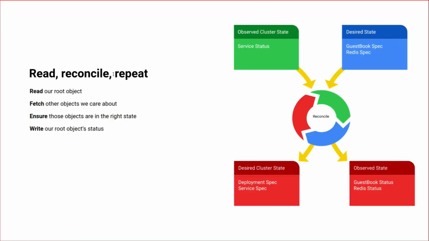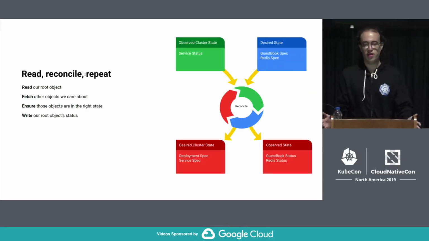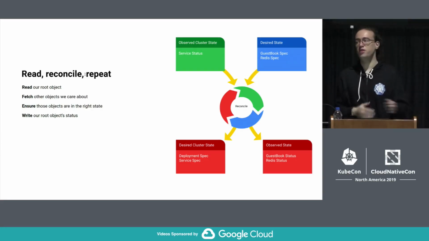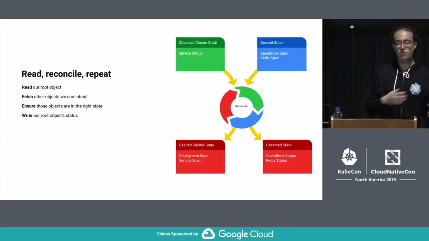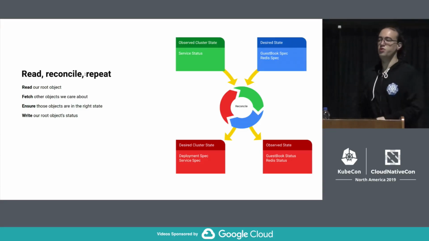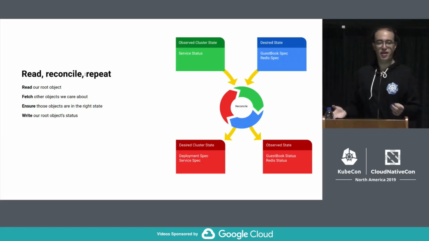When we talk about Kubernetes and controllers, the core concept is reconciliation, reconciling our observed and desired states. Generally in Kubernetes, reconciliation follows a standard pattern. This is followed by almost everything in Kubernetes, be it custom operators, custom controllers, built-in controllers, even the kubelet. So we read our root object, the main object we care about for any given controller. We fetch all the other objects we care about. These might be objects we created, or objects we're reading information from. We ensure the objects we created are in the right state.